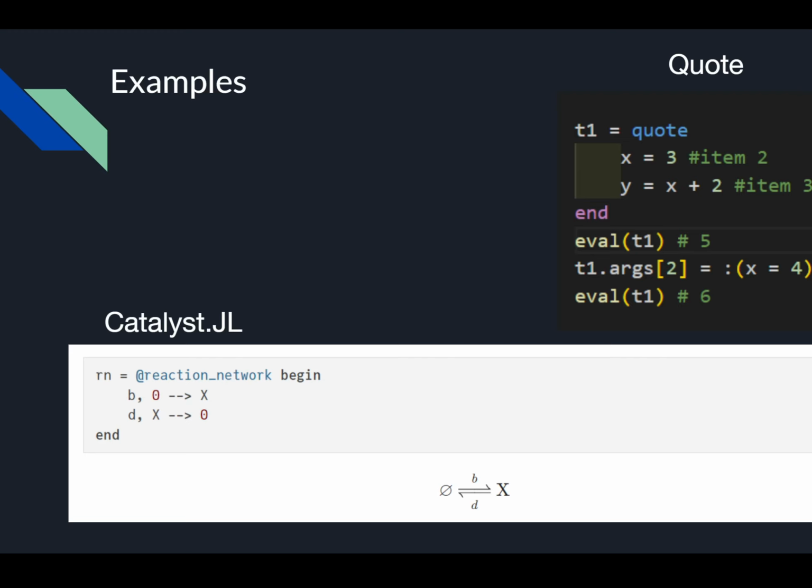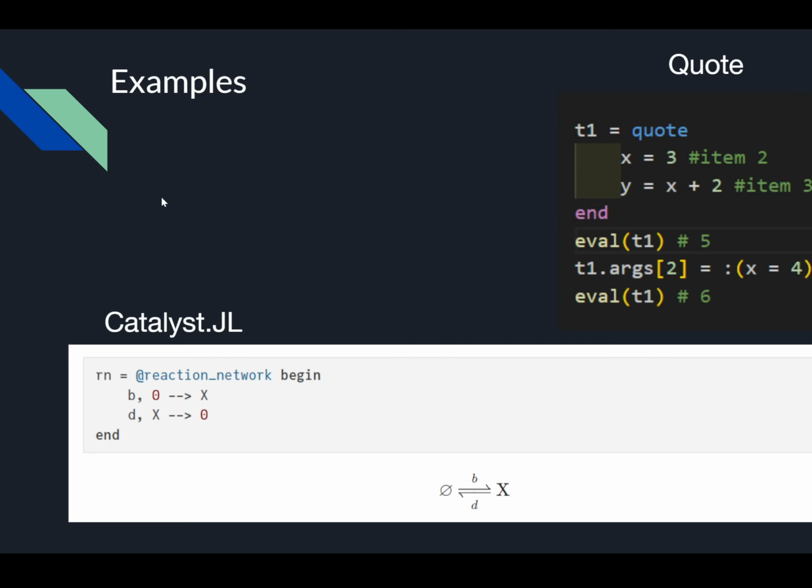So these are two examples: quote and Catalyst.jl. Quote brings the metaprogramming power of Lisp into Julia. You can write two lines of code, evaluate them, change the second line in some way, and reevaluate it. You can go more in depth: grab the second assignment value, see what it is, maybe multiply it by 3, and then put it back. And Catalyst.jl is the example I mentioned before.